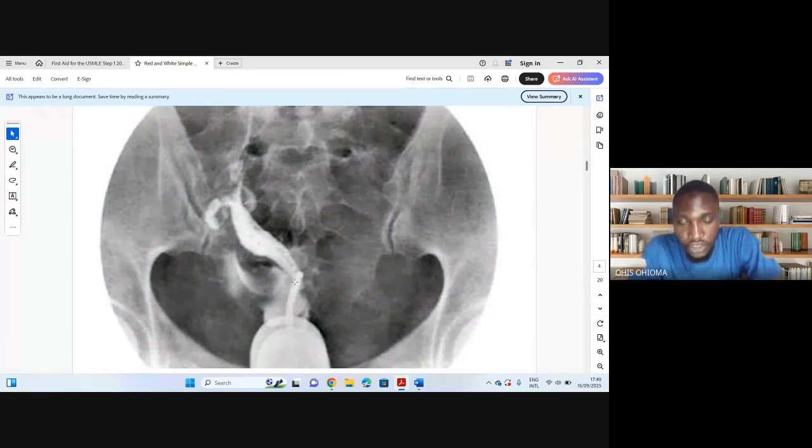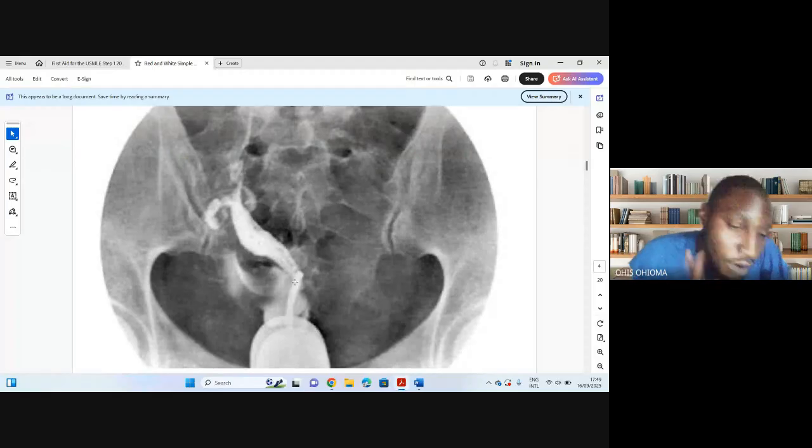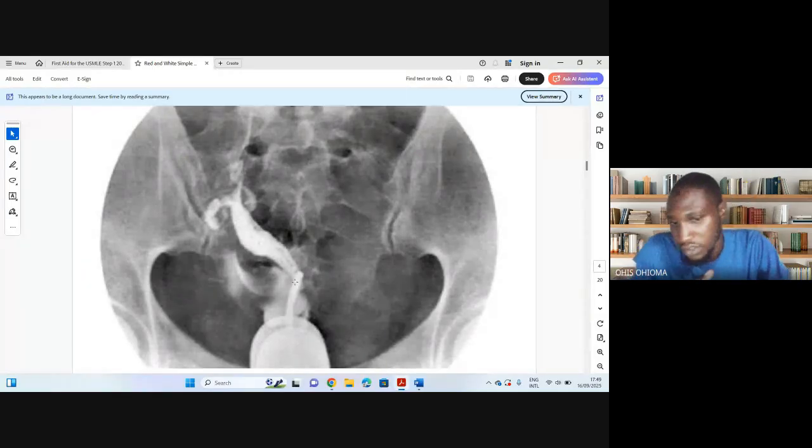So this is a unicornuate uterus. It's also looking like a bicornuate in a way, but it's more unicornuate than bicornuate. What happens here basically is that the paramesonephric ducts are supposed to fuse in the midline, but it seems in this patient that did not happen, and so only one paramesonephric duct developed. So this is a unicornuate uterus.